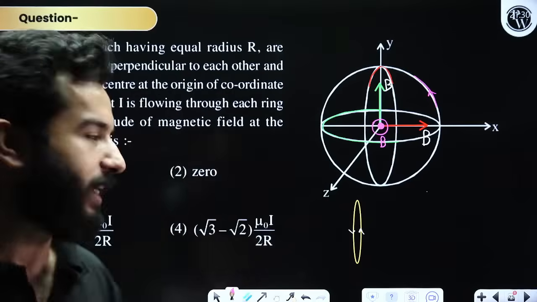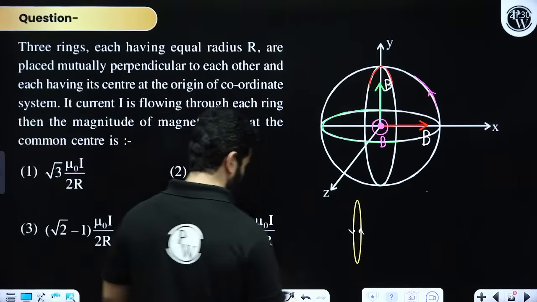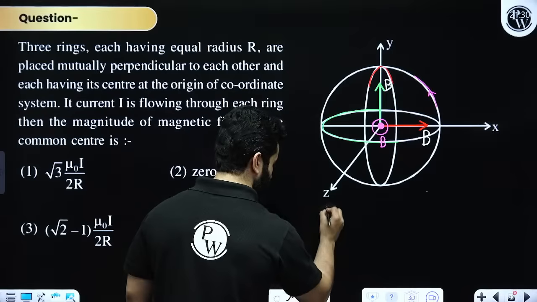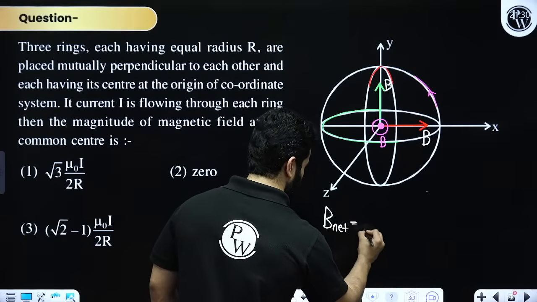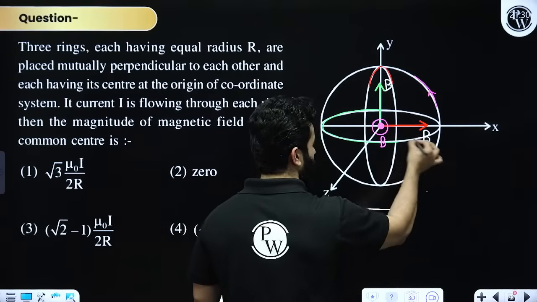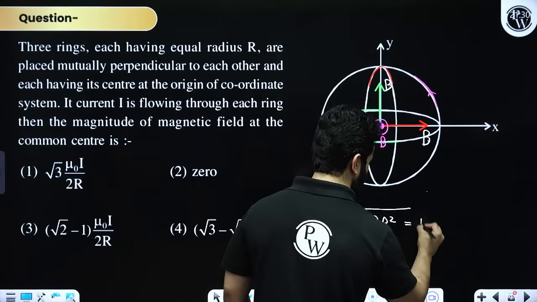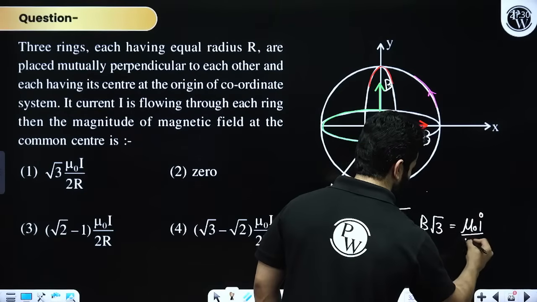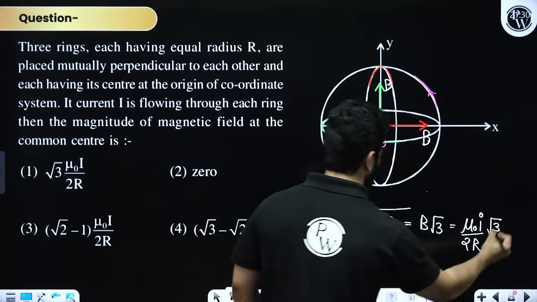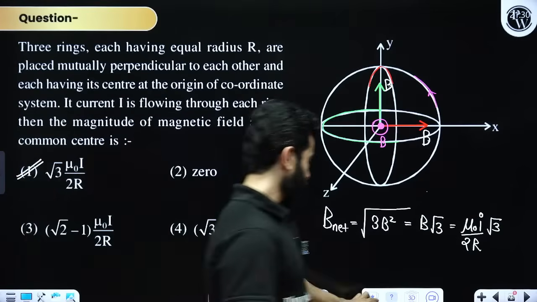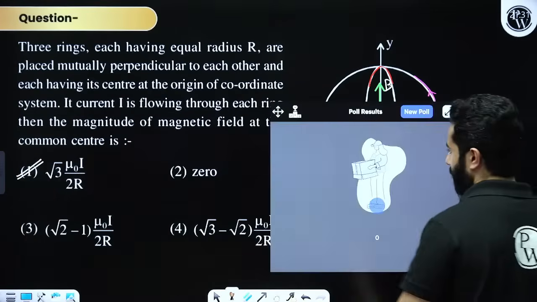Is this absolutely fine? Alright, so now I don't need this ring. Net magnetic field will be written as under root of B square plus B square plus B square, or we can write B root 3. And this is mu naught I upon 2R times root 3. So mu naught I upon 2R times root 3. Option A is correct. Sorted, my dear friends. Option A is correct.